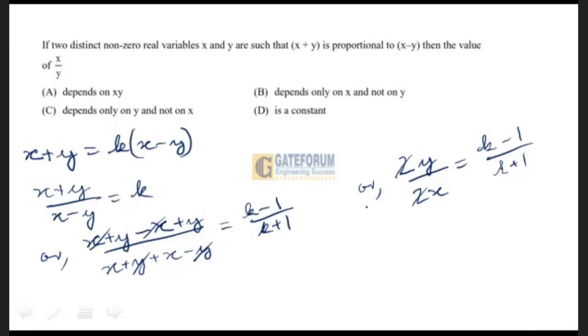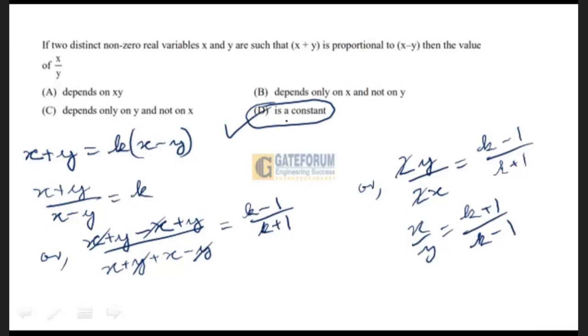So the value of x by y they have asked. So x by y would be equal to k plus 1 divided by k minus 1. So we can very clearly say that the value of x by y is a constant. It doesn't depend at all on x and on y. So the option would be option number D. The value of x by y is a constant.